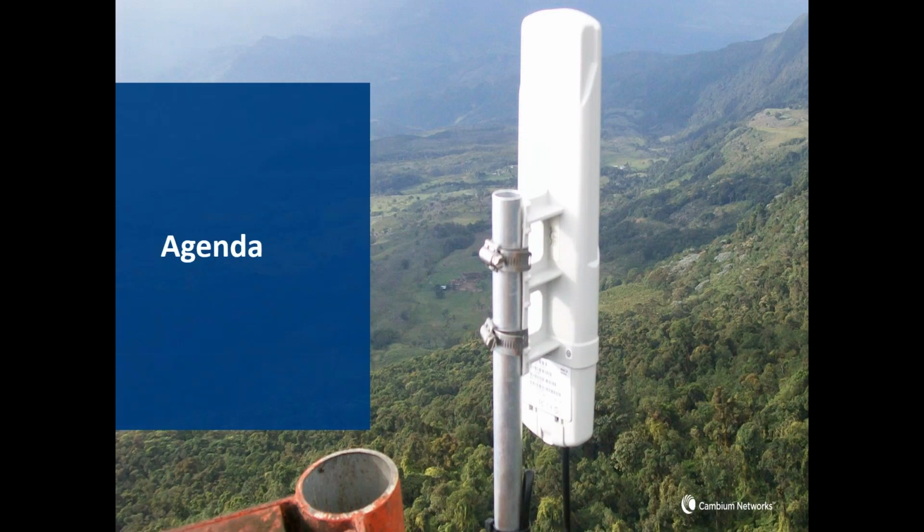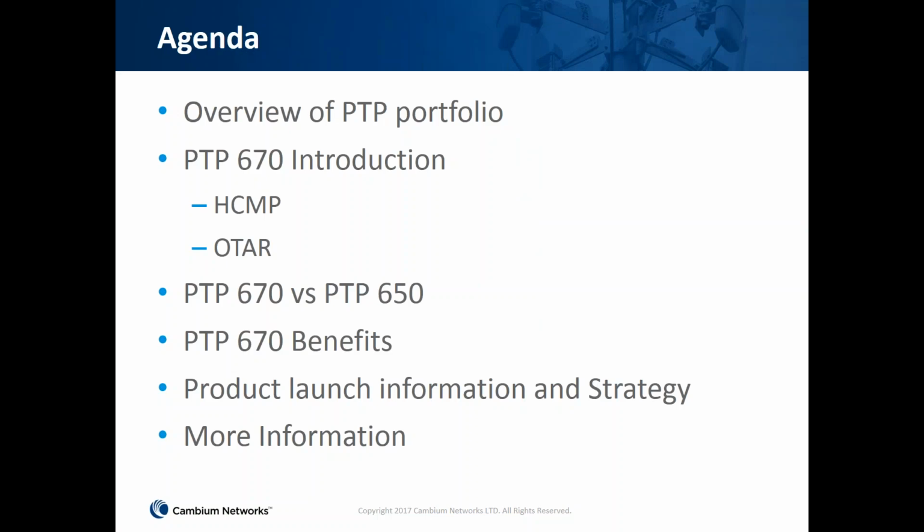For today we're going to cover the following agenda. We're going to do a quick overview of our current PTP portfolio. We're going to focus in on the PTP 670 and provide some of the feature specs. We're going to do two features in a little bit more detail, the HCMP and OTAR. Next, we're going to compare the PTP 670 versus the PTP 650 and what differences there are. After that, we're going to do a quick summary of our PTP 670 benefits. We're going to give you more on the product launch and where you can find more information going forward.